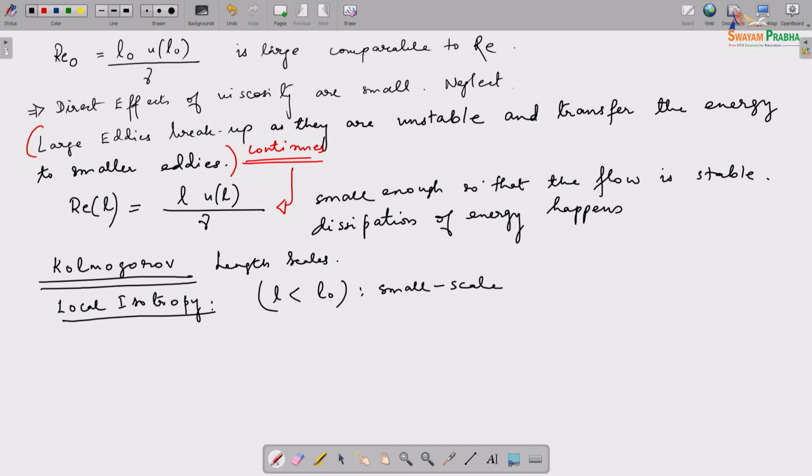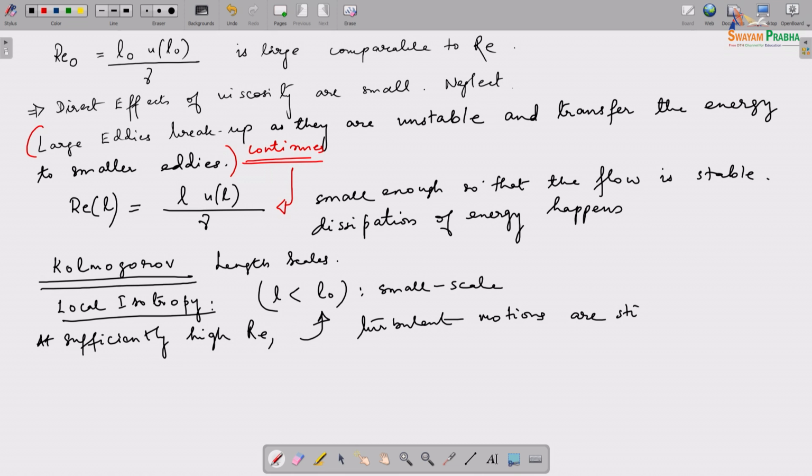Okay. So, at sufficiently high Reynolds number, the small scale turbulent motions are statistically isotropic. Also, when I say local isotropy, it itself also refers to small scale.